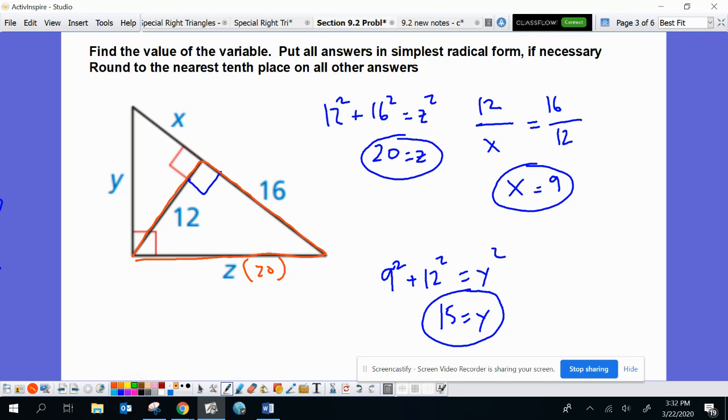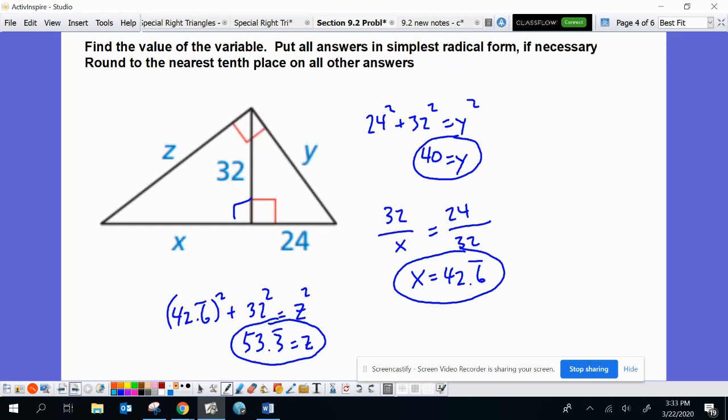And then similar to before, I've got this 12 right down the middle. It's going to be my go-to move. I've got 12 and 12 as the geometric mean between 16 and x. That gives me x at 9. Once I know x is valued at 9, I've got a right triangle: 12 squared plus 9 squared equals y squared. Final answer, y is equal to 15.